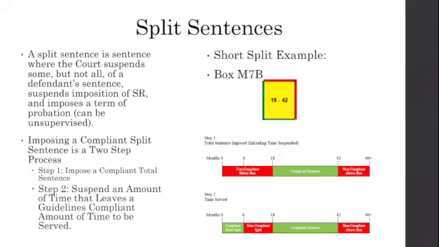The overall sentence must be within 18 to 42 months, and then the executed sentence must be within 0 to 6 months. So a sentence of 20 months to spend all but 4 months would be a compliant sentence. A sentence of 20 months to spend all but 8 months would be non-compliant because the executed time would be greater than 6 months. A sentence of 12 months to spend all but 5 months would also be non-compliant because it would be below the box, less than the 18 months.